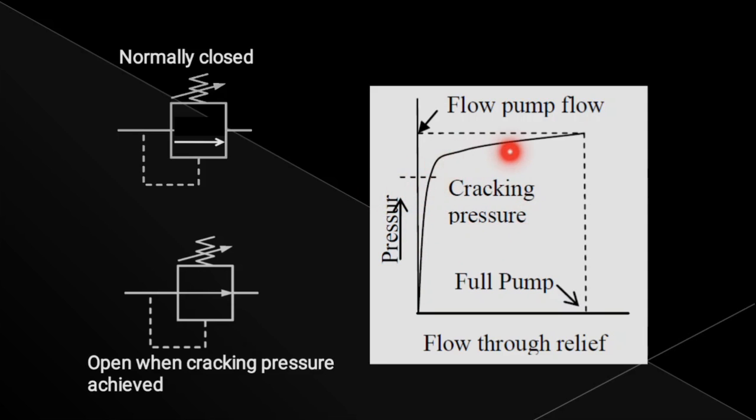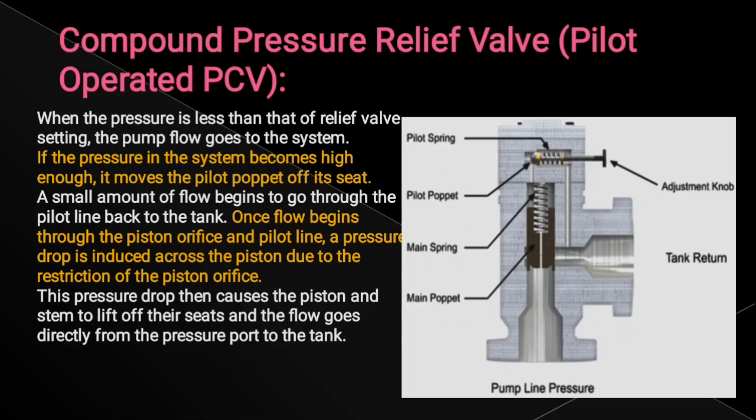If it crosses the cracking pressure, then the valve opens fully, and this is the full flow condition, where you can see the amount of discharge increases here. So like that this graph represents the amount of flow with respect to pressure.